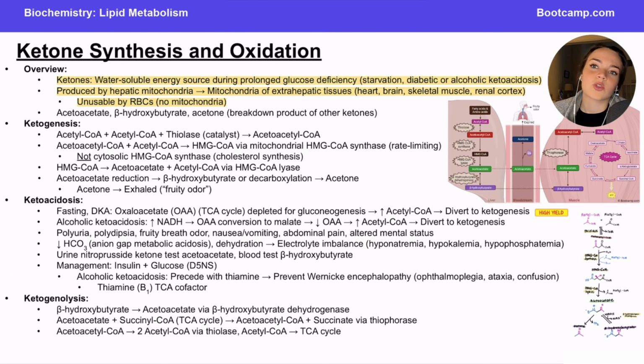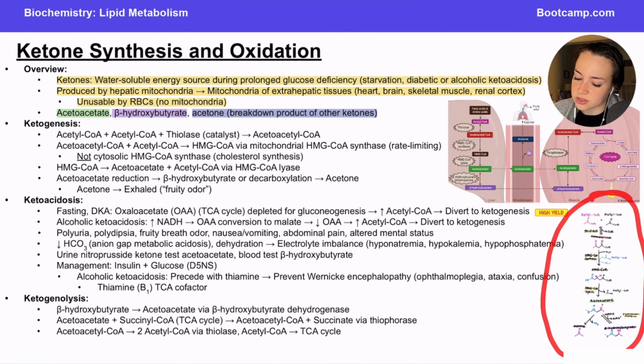And there are three different sort of flavors of ketones. The first is acetoacetate, the second is beta-hydroxybutyrate, and the third one is acetone. And acetone is kind of the breakdown product of those other first two types of ketones. We're going to kick off our discussion on ketogenesis by taking a look at our diagram down here.